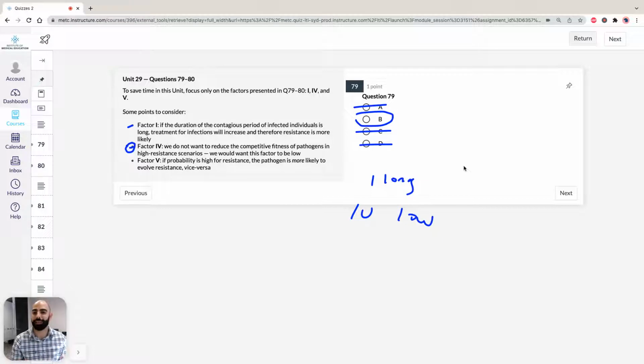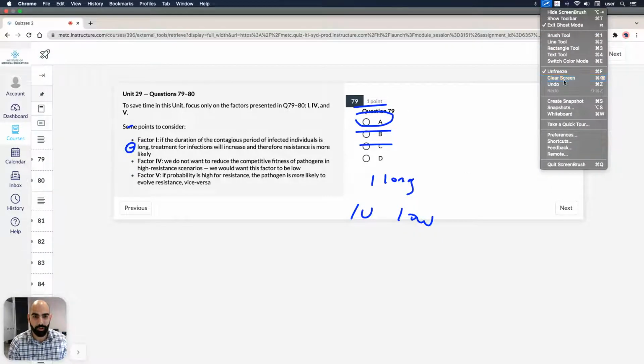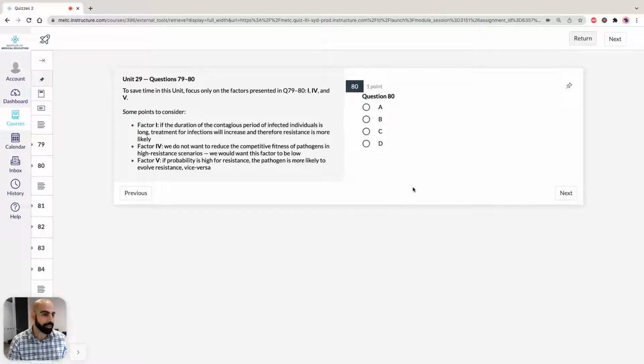So try to wrap your head around this. I think it'll probably make more sense now if we get to 80. It says for genital herpes, there is a long contagious period, reduced fitness of the virus after it becomes drug resistant, and a low probability that the treatment will lead to resistance. And influenza A, there's a short contagious period, no reduction in fitness, and a high probability that the drug resistance will develop. Compared to influenza A, genital herpes is most likely to evolve resistance.